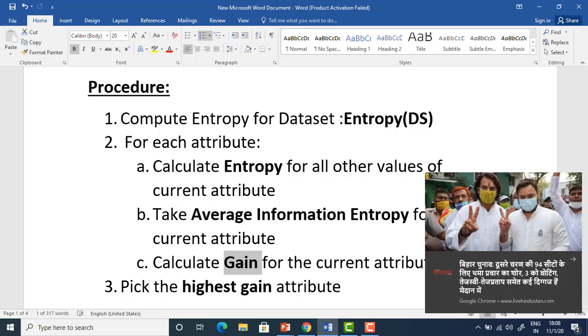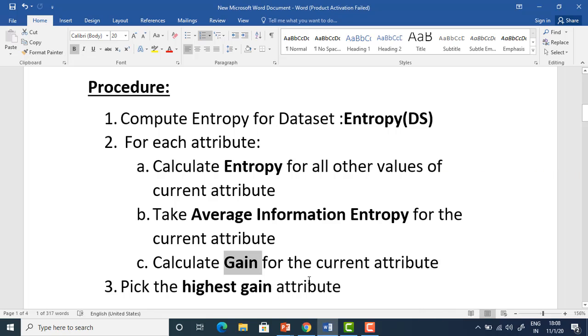After finding this out, we need to pick the highest gain attribute. Whichever attribute has the highest gain will be our root node, our pure subset. So this is the procedure we are going to do on the given data set.